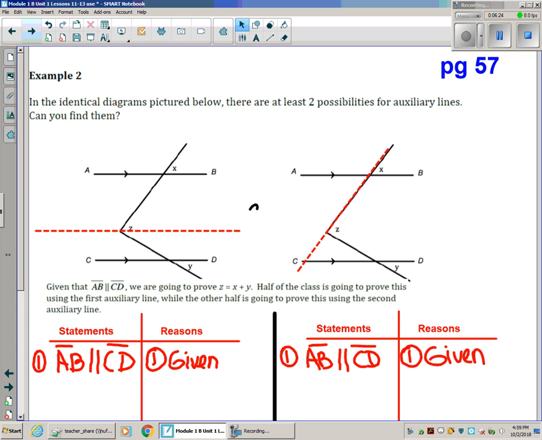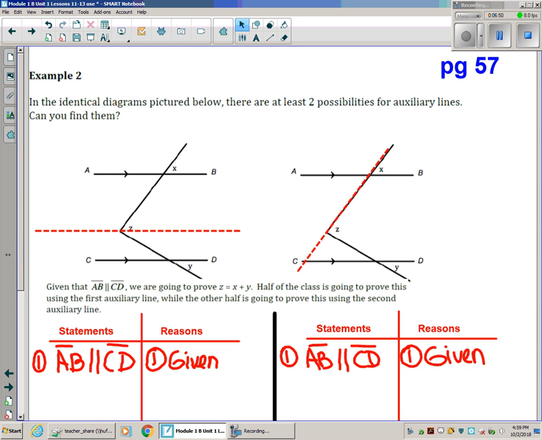In the first part, it says, in the identical diagrams pictured below, there are at least two possibilities for auxiliary lines. Can you find them? I drew them for us. Notice that I have one that goes exactly through angle Z, and another one that is just extending that line, making angle C and this tiny little triangle. So let's do the first proof.